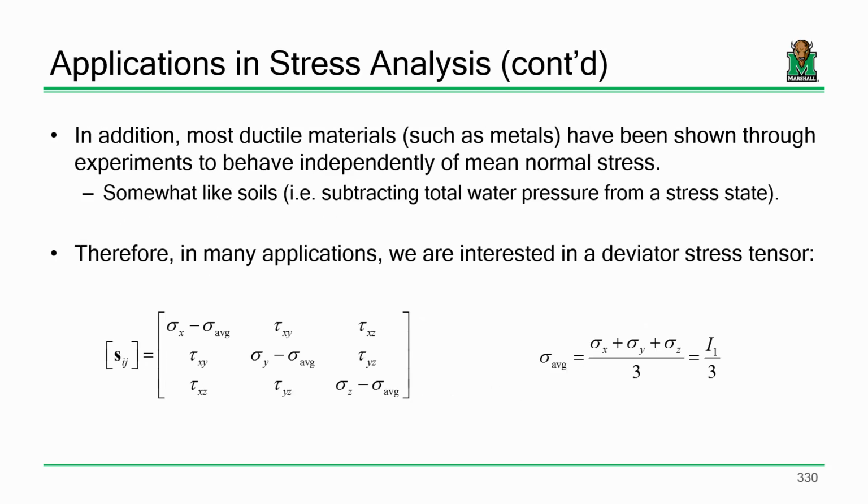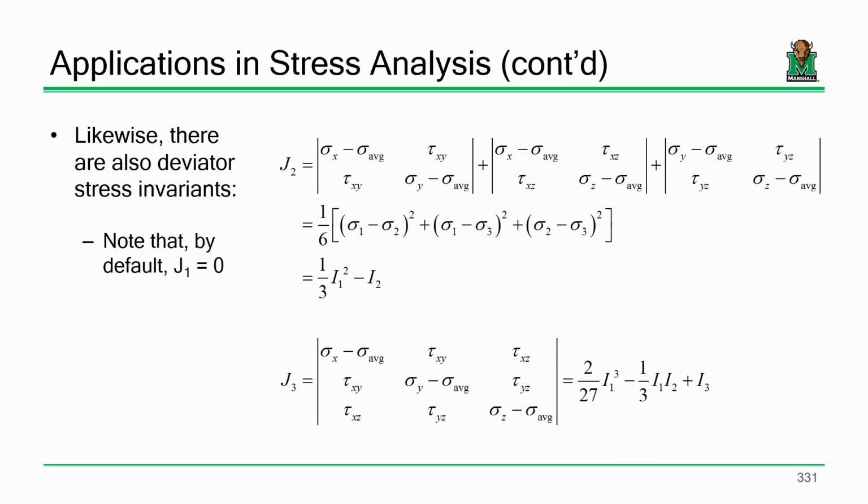Now, as we talked about last time, it's also important for a lot of materials to subtract out that hydrostatic stress component. So we develop a deviatoric or deviator stress tensor. We call that Sij. If you do the same approach, you can get an S1, an S2, and an S3 and do the same thing. Or using the deviator approach, you can use the same concepts to get a J2 and a J3. By default, J1 is 0.